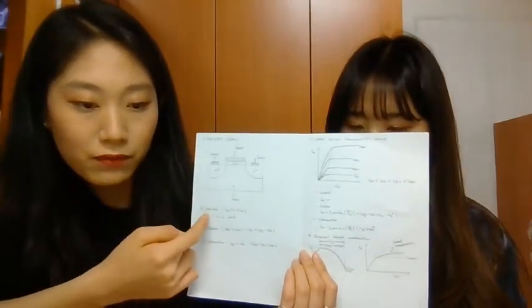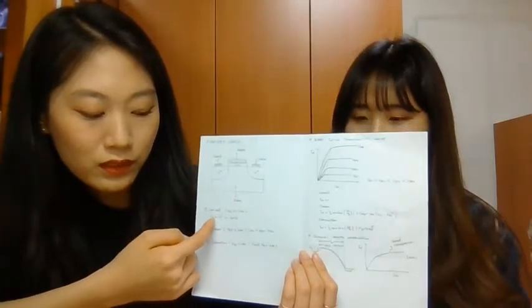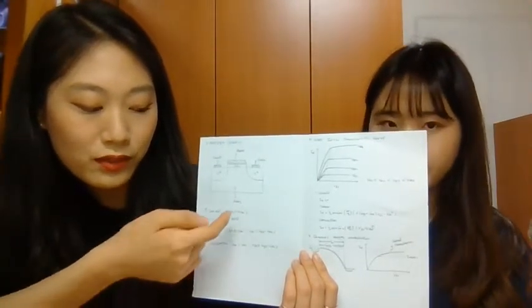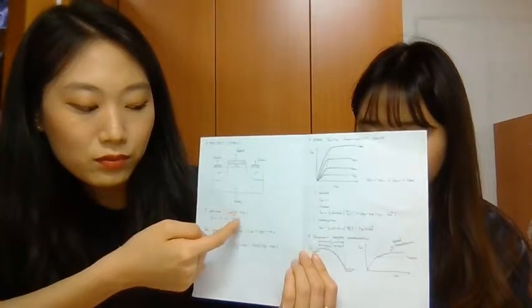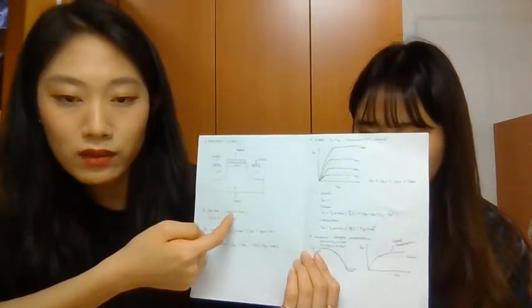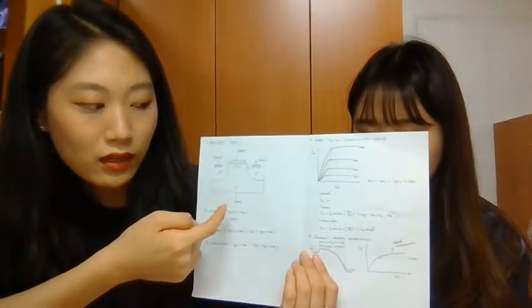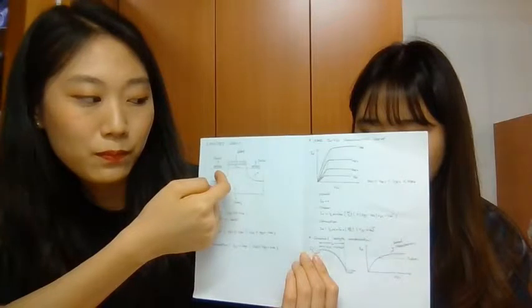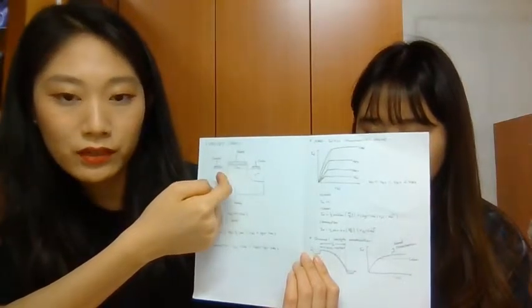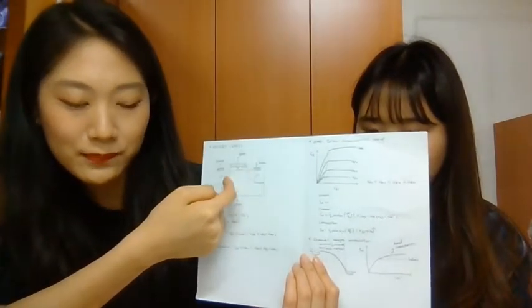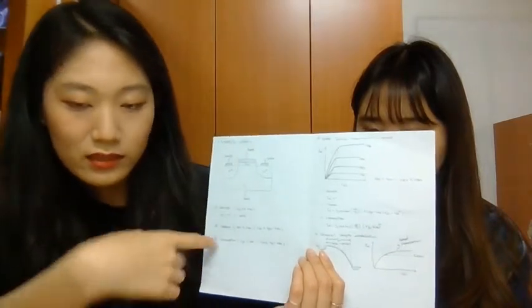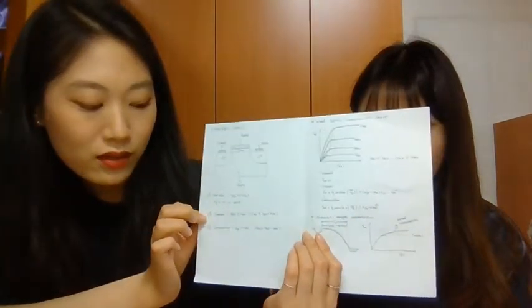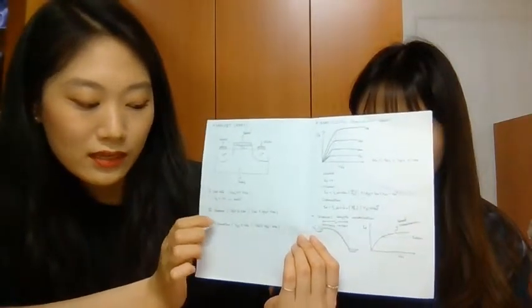First one is cutoff. When the body voltage is 0 or ground and the gate source voltage is much smaller than the threshold voltage, then there is no channel between source and drain, so the current cannot flow between the two terminals.